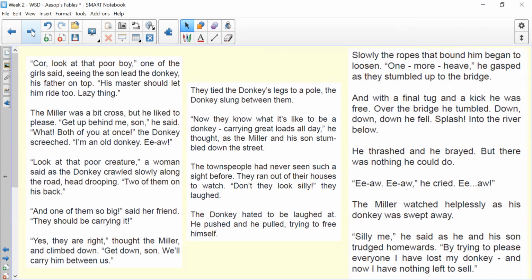Over the bridge he tumbled. Down, down, down he fell. Splash! Into the river below. He thrashed and brayed, but there was nothing he could do. "Eeyore! Eeyore!" he cried. The miller watched helplessly as his donkey was swept away. "Silly me," he said, as he and his son trudged homewards. "By trying to please everyone, I have lost my donkey, and now I have nothing left to sell."